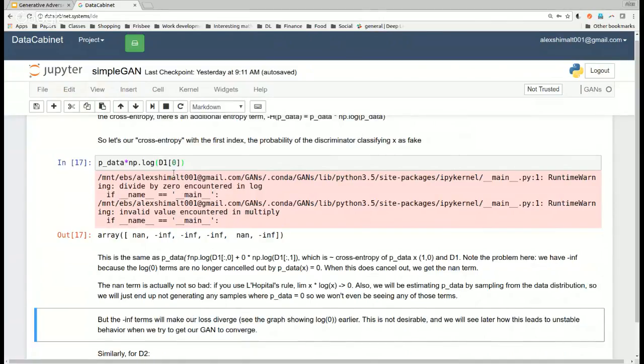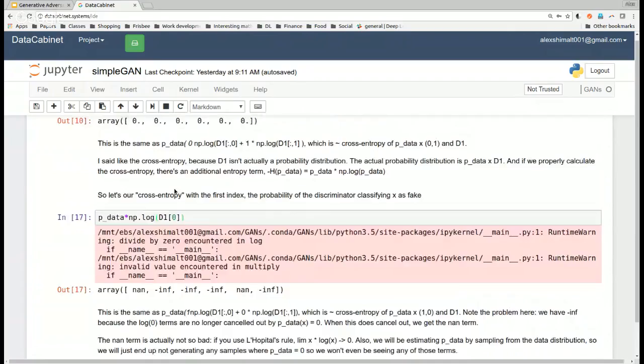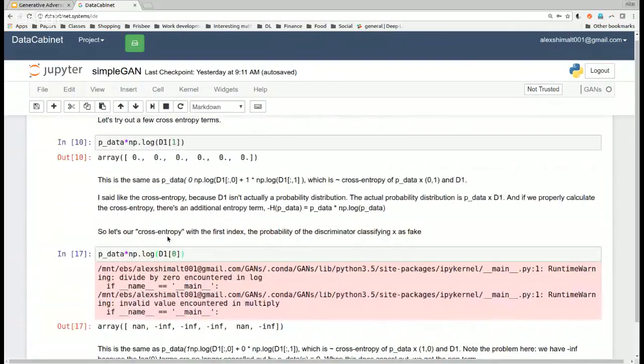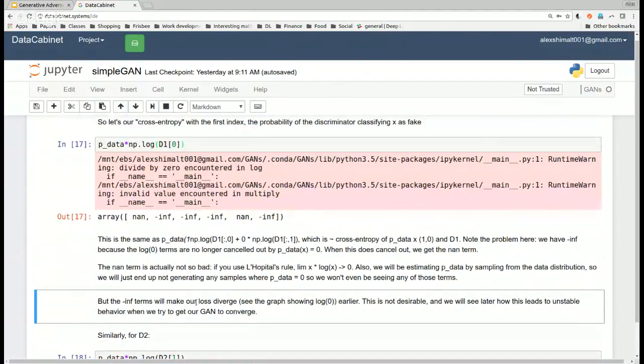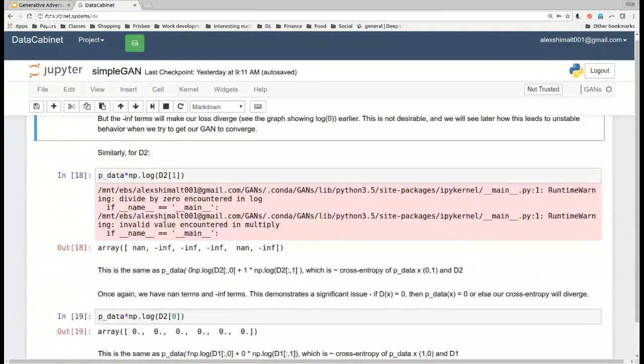For some of our D1 terms, we're calculating D1 of x, and the probability that it's classified as fake is always 0. So we're taking some actual value like 0.2 and multiplying it times log 0, and log 0 is negative infinity. So now our loss has a whole bunch of negative infinity terms, and that's not great for us. We'll get back to that later.